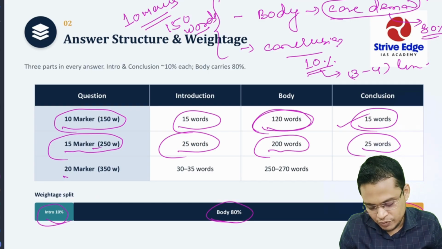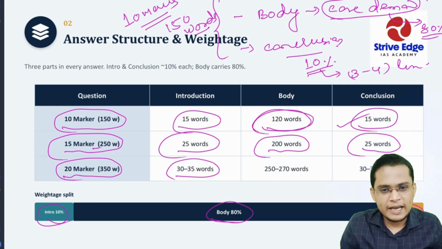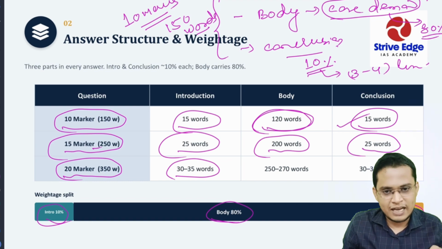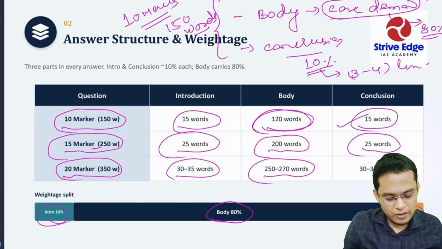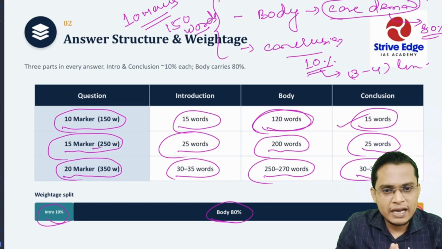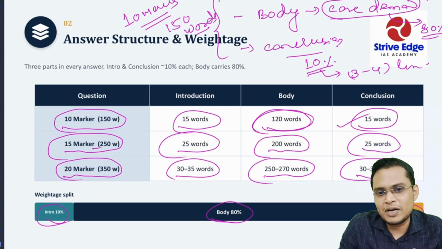In case of a 20 marker question, again you have to write your introduction in 25 to 30 or 35 words, 6 lines is also okay. In the body you have to devote around 250 words, and in the conclusion you have to devote 30-35 words. Why am I discussing this? During my next session I am going to show you this format. So if you understand it now, it is not going to be any issue in future.